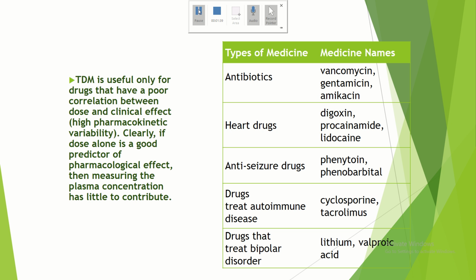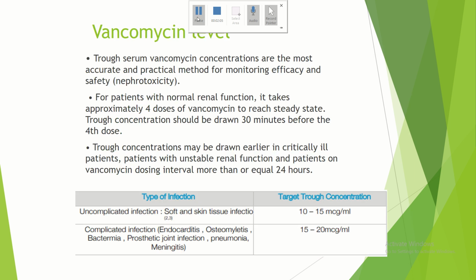There are many types of medicine for which we can measure therapeutic drug levels, such as antibiotics, for example vancomycin, heart drugs like digoxin, anti-seizure drugs like phenytoin, drugs that treat autoimmune disease like cyclosporine and tacrolimus, and drugs that treat bipolar disorders such as valproic acid or lithium. Now, for each drug, you have to know whether to measure the peak or the trough concentration when taking the sample, what the normal level for the test is, and why I should do therapeutic drug monitoring for this drug.